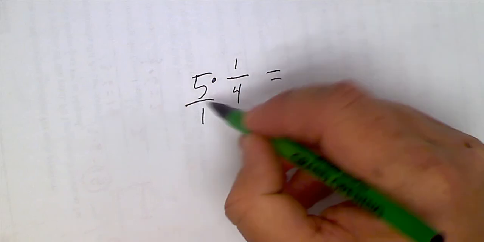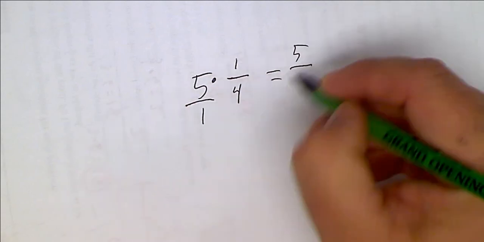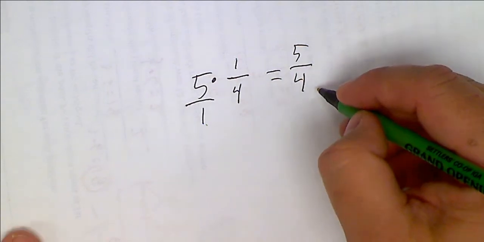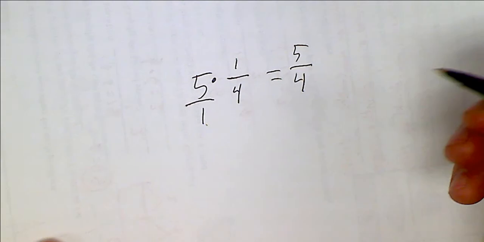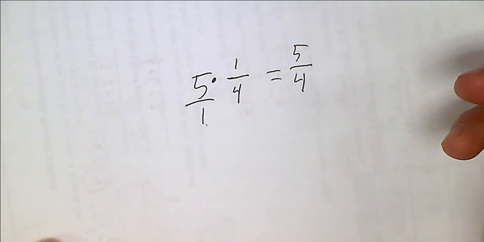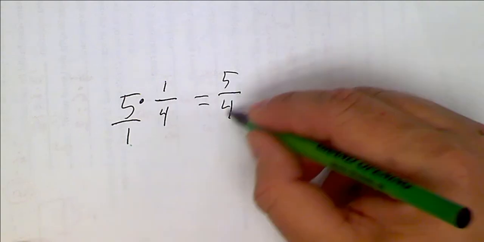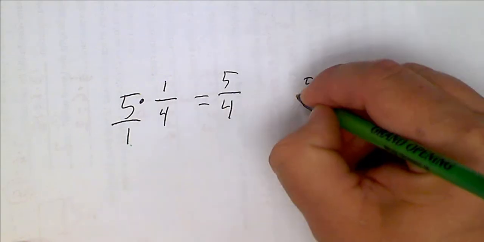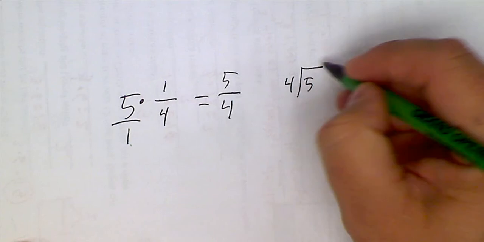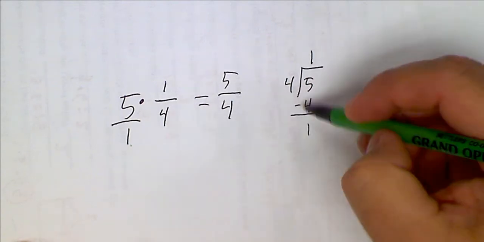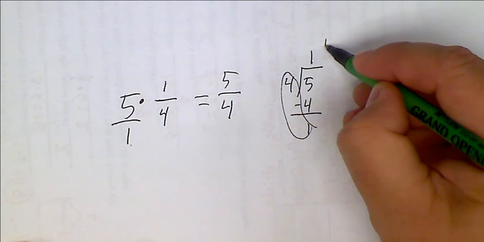5 times 1 is 5. On the bottom, 1 times 4 is 4. Now, that is improper. How do I fix it? Well, we had a little rule. When the top is bigger, we do top divided by bottom. How many 4s go in? 1, and then that leaves us with, read these backwards, 1 and 1/4.